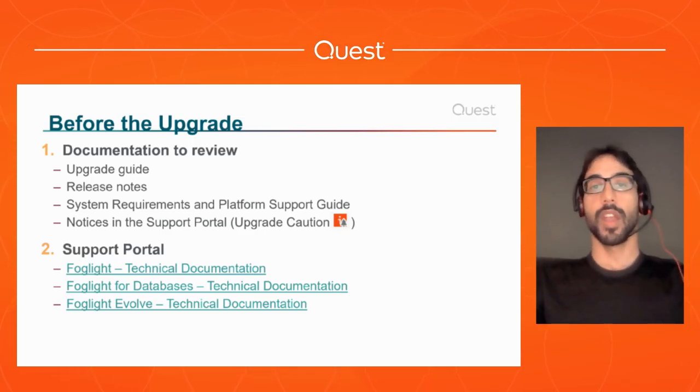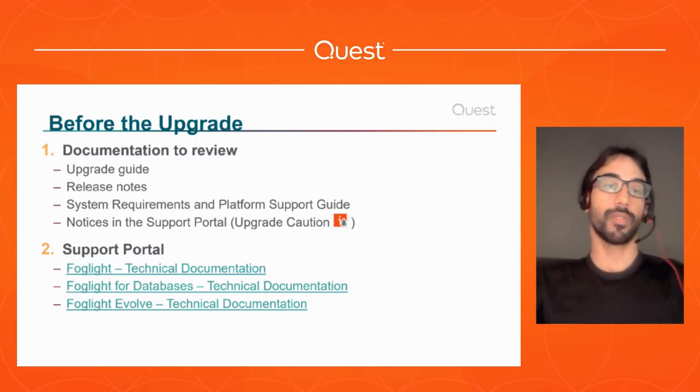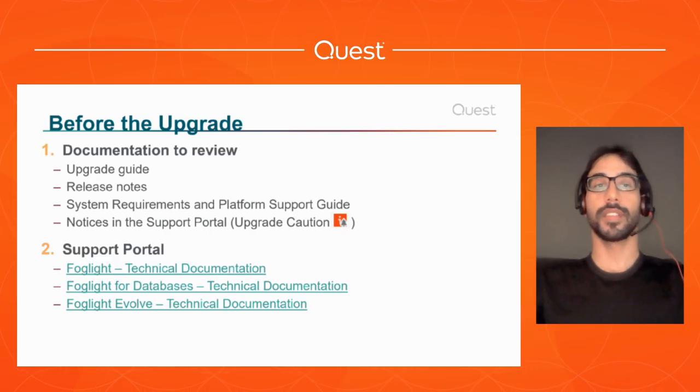We also have the release notes for the core components and the cartridges. This can include details about the upgrade path and cartridge-specific considerations such as what documentation to look for. The system requirements and platform support guide. This one will have details on the supported operating systems for Foglight Management Server, Foglight agent managers, and supported backend database platforms.